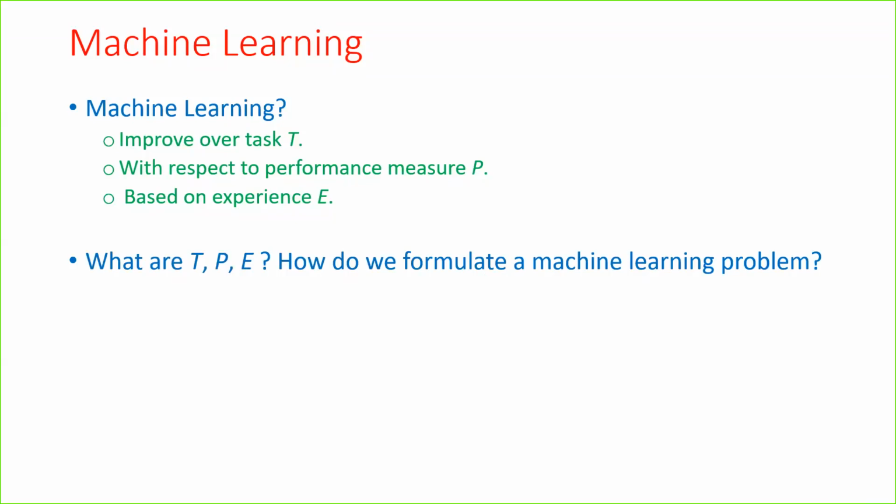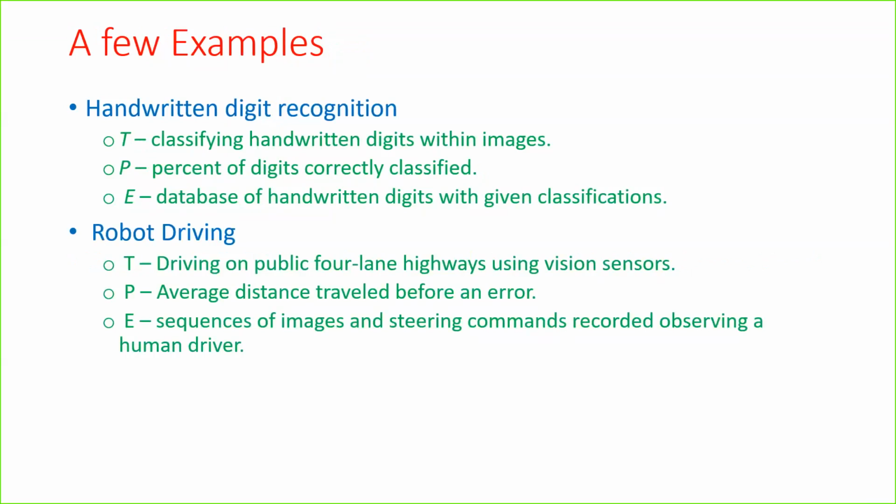So let us see some simple machine learning problems. Then you will understand how to formulate a machine learning problem within the setting of task, performance measure, and experience, TPE. All right. Here are some examples. Let's take handwritten digit recognition. Here the task is classifying handwritten digits within images. So given the images of the digits, we should be able to predict what digit it is. Is it 0 or is it 1? Is it 2, or so on? Is it 9?